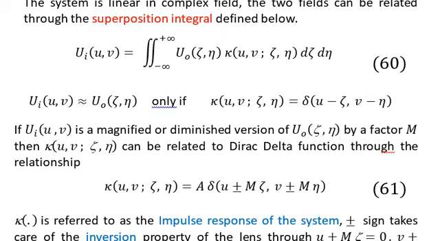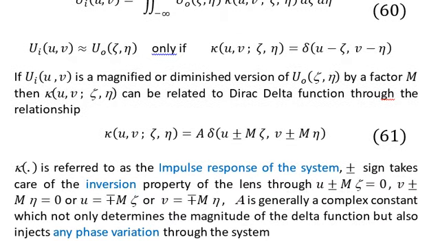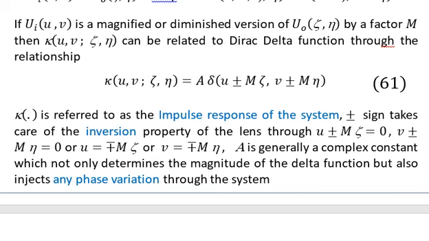But if the system has some magnification, then kappa is as given in equation number 61, that is, kappa of u comma v semicolon zeta comma eta is equal to a times delta of u plus minus m times zeta and v plus minus m times eta. So m is the magnification of the system and a is the magnitude of this delta function, and a could be real or complex. This is given in equation number 61.